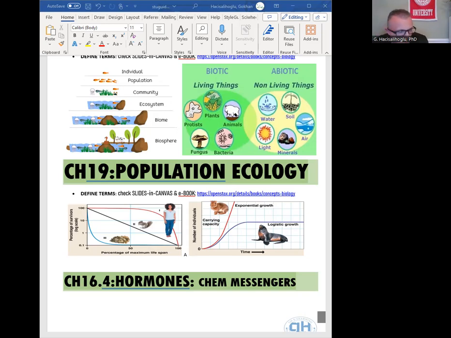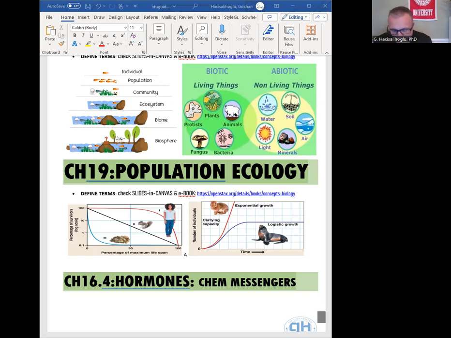Please read up from the Orange Book, chapter 19, population ecology. Look at the end of chapter 19, basically the summary, and then look up the questions and try to work on the questions on your own. The next chapter, we'll be changing gears to hormones. This is totally different compared to the previous two, not related at all.